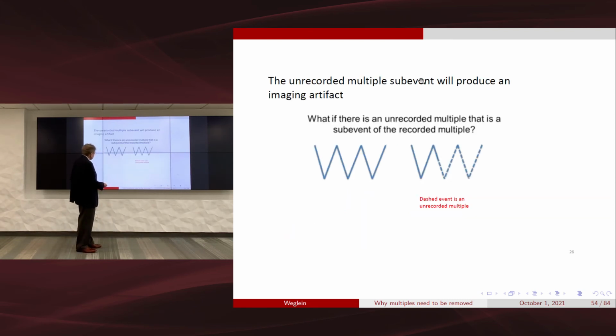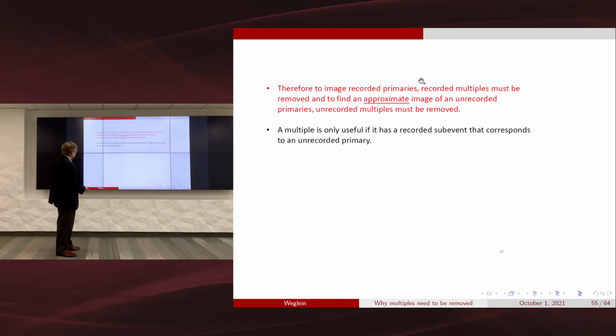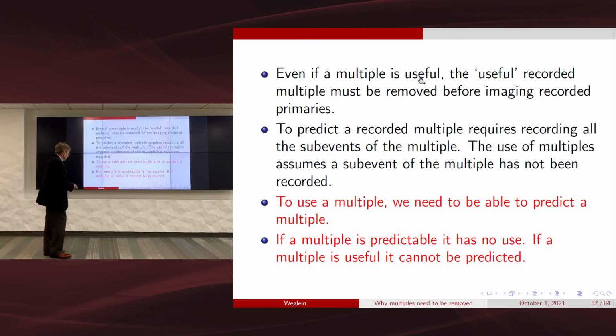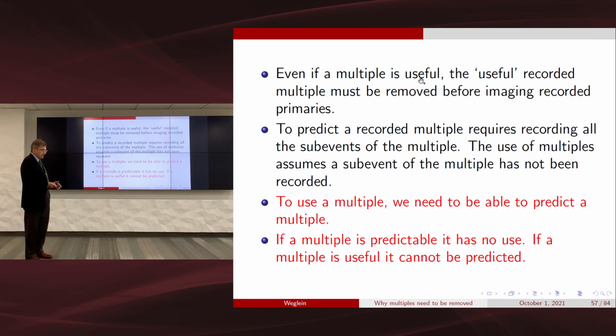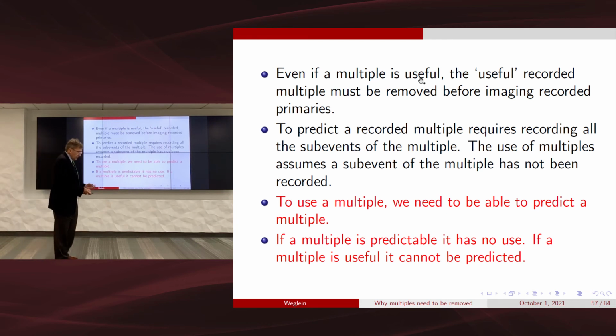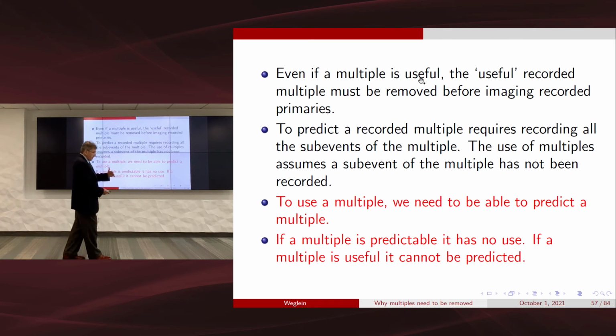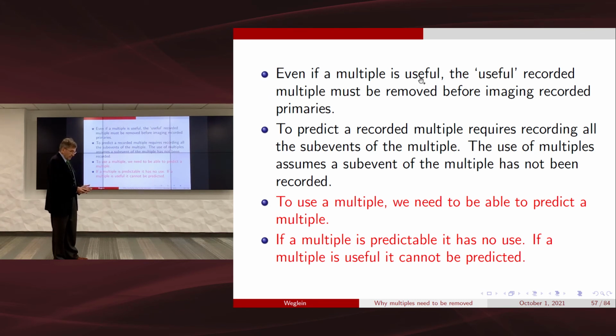So a multiple is only useful if it has a recorded subevent that corresponds to an unrecorded primary. So if a multiple is predictable, it has no use. If a multiple is useful, it cannot be predicted. Okay? So this is well understood by the practitioners, and rather than predict multiples, which you can't predict if a piece is unrecorded, they use all the data. And within all the data will be multiples, and the other parts will be multiples that have one subevent recorded and another not recorded. And all the other events are going to give you what they call crosstalk, meaning artifacts, okay?